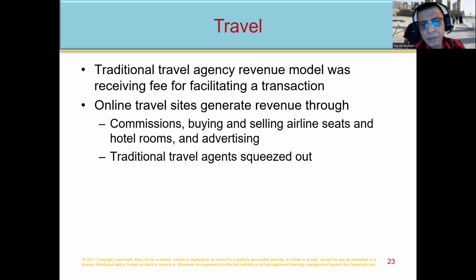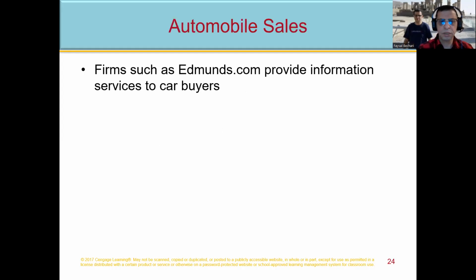And today, the traditional travel agent, what do they do? They were squeezed out, so they are focusing more on cruises or a combination of businesses. And then we have automobile sales. These are general industries, with firms such as Edmunds.com, which provides an information service for car buyers. There are other sites available that do that too.